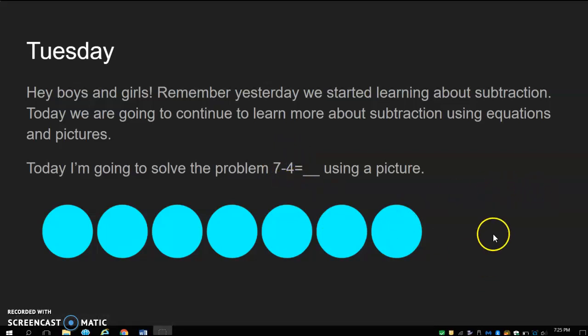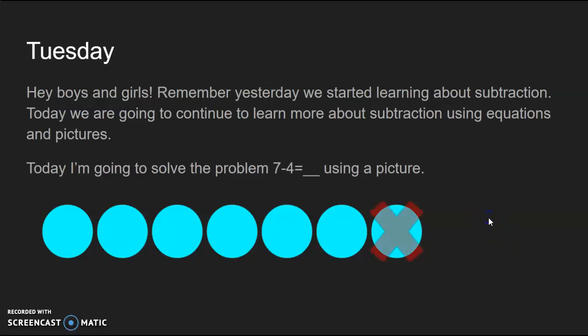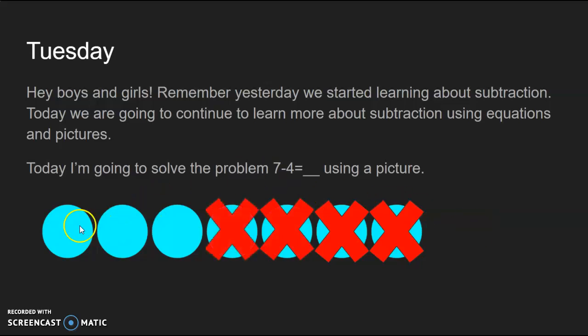So I'm going to use X's and take away 1, 2, 3, 4. And if I had 7 and I take away 1, 2, 3, 4, I can see that I'm left with 1, 2, 3. So the answer to 7 minus 4 would be that it equals 3. So I could write in 3 in the missing place here.